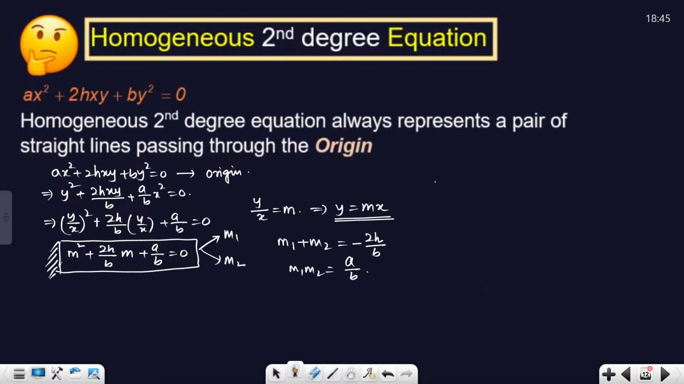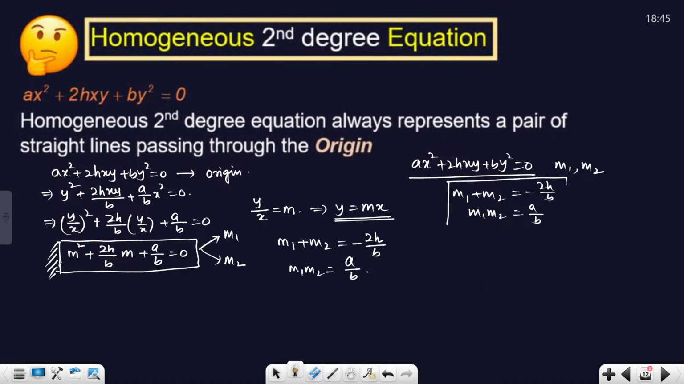Is it clear? So ax square plus twice hxy plus by square equals to 0, this homogeneous second degree equation represents a pair of straight lines passing through the origin. And if these two lines are having their slopes as m1 and m2, then we are having m1 plus m2 is minus 2h by b, and m1 m2 is a over b. Is it clear or not? And these two things we have to remember, right?